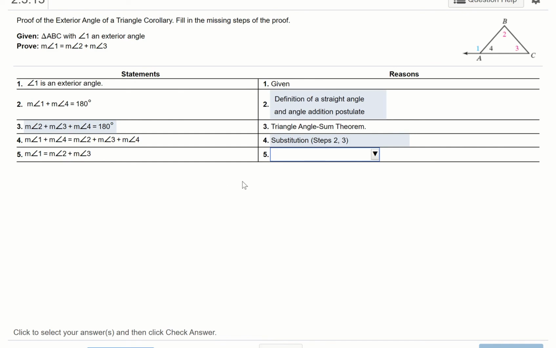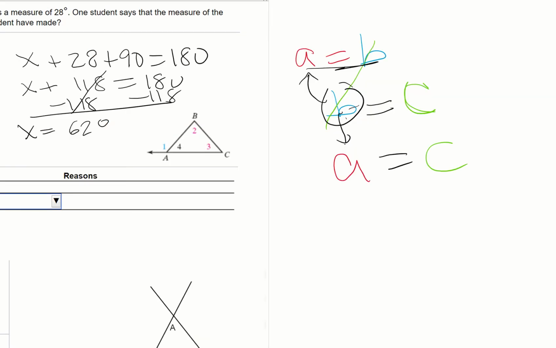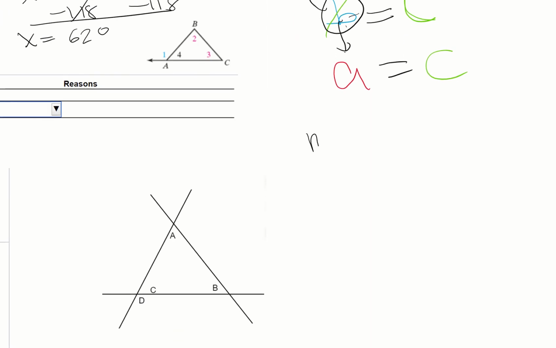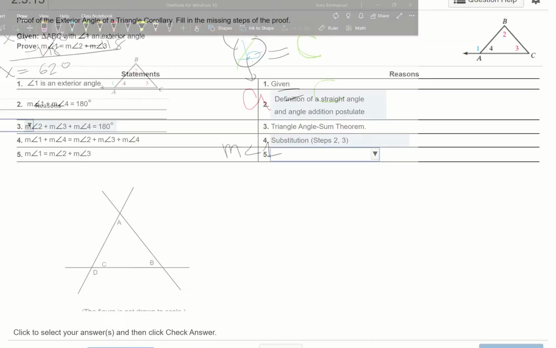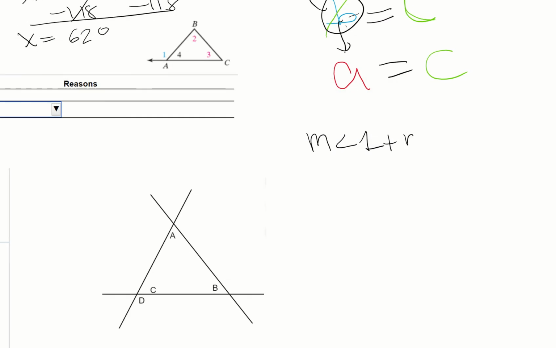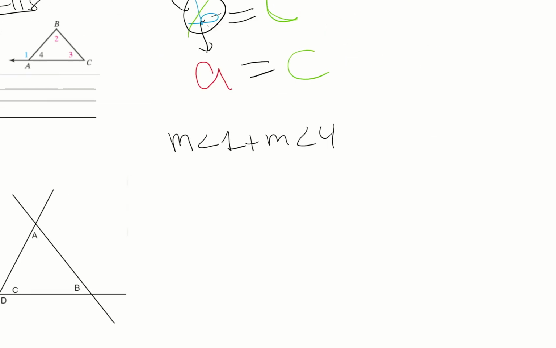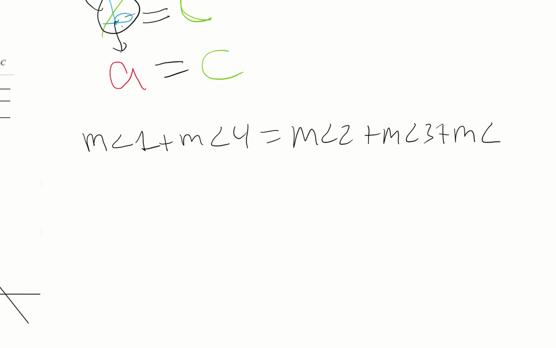And then the last step here is basically taking the fourth step, and because we know that they're equal to each other, let's go ahead and write this out. It's easier if I write it down here. So we have angle 1 plus angle 4 is equal to the measure of angle 2 plus the measure of angle 3 plus the measure of angle 4.